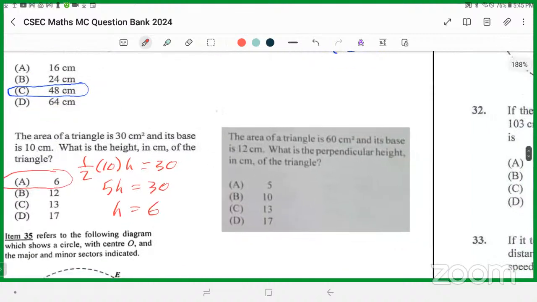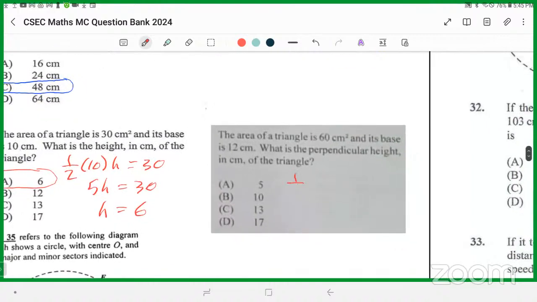Over here is a similar calculation. Half the base, which is 12, times the height that we don't know, calling it h, is equal to 60. Half of this 12 is 6. 6h equals 60. And so the h must be 10 in this case. All right, that is that.